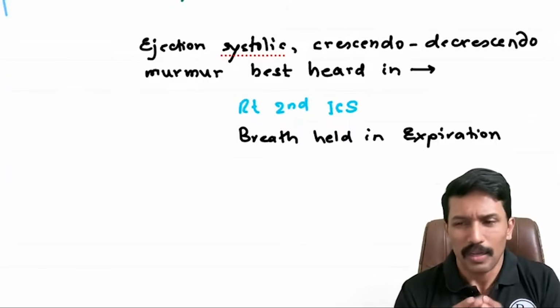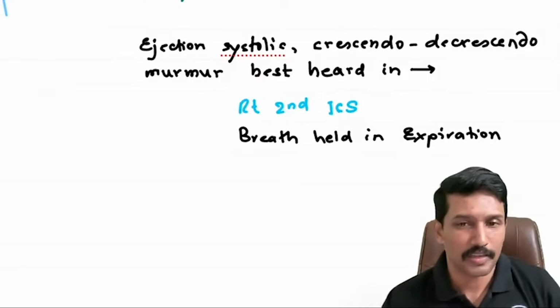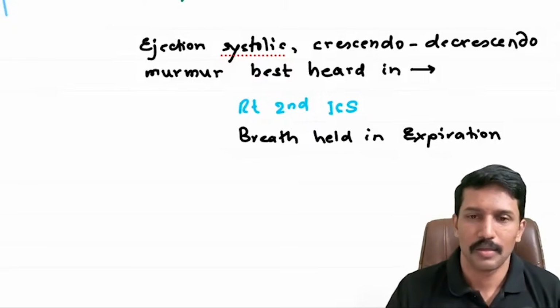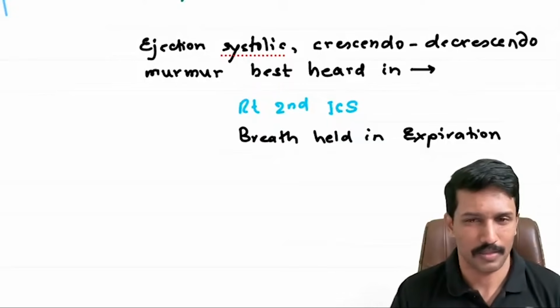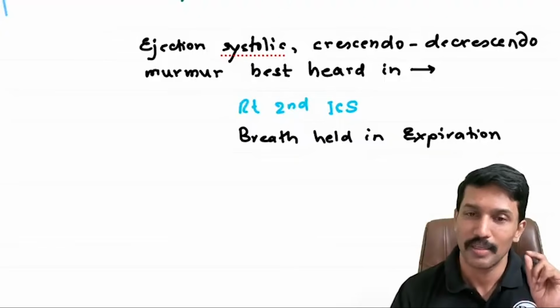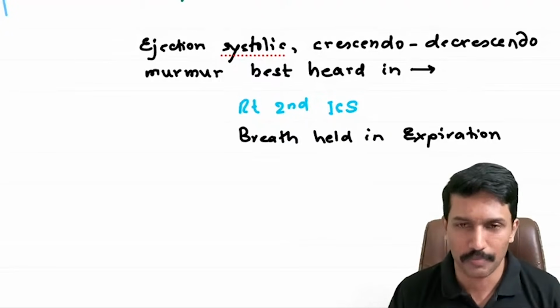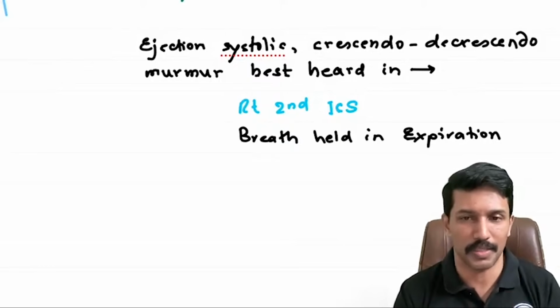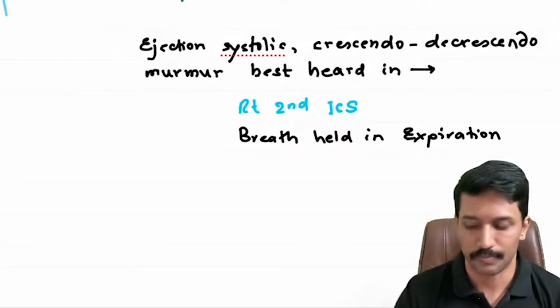Now, one last thing the teachers might expect during the bedside discussion is what should be the position of the patient for you to be able to hear the murmur. In the theory paper, of course, they are not going to expect all this. As long as you mention that it is an ejection systolic, crescendo-decrescendo murmur, they are going to give you the marks and move forward. But in the bedside discussion, they are very judgmental because you are right in front of them. They are asking you more. What should be the position?